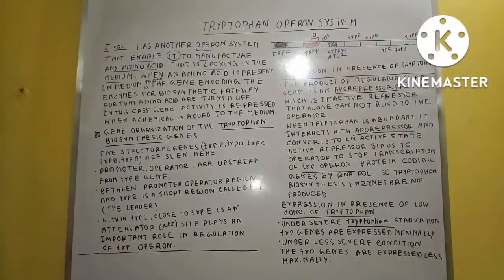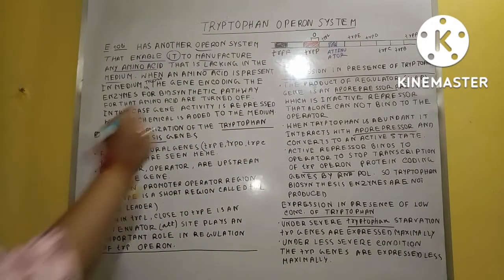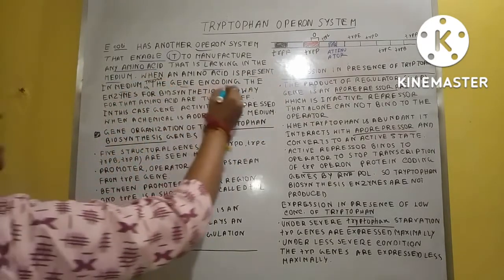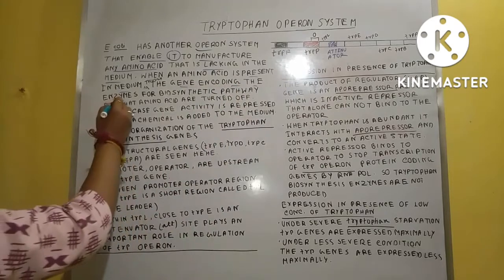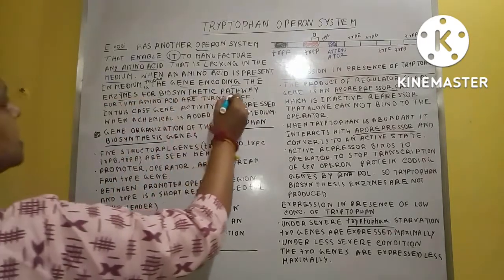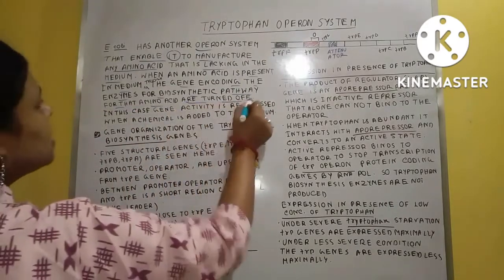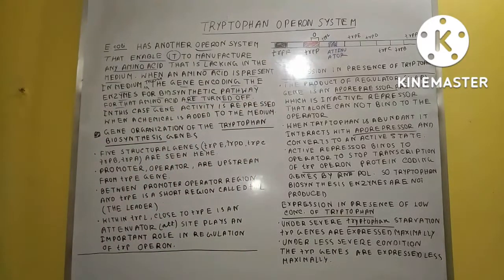Clear? So when an amino acid is present in the medium, the genes encoding the enzymes for the biosynthetic pathway for that amino acid are turned off. So what is it saying here? When any amino acid is present in the medium, the genes encoding the enzymes for the biosynthetic pathway for that amino acid are turned off.